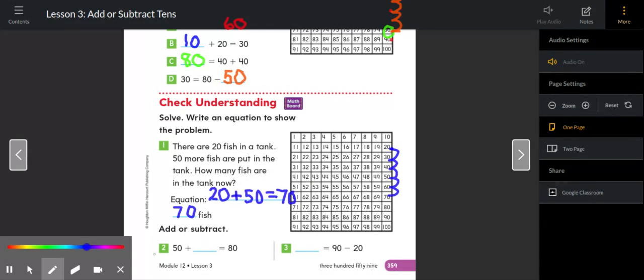Let's look at the next one. If we start at 50, what do we need to add in order to get to 80? So start at 50, and we're going to go 10, 20, 30. So 50 plus 30 equals 80.